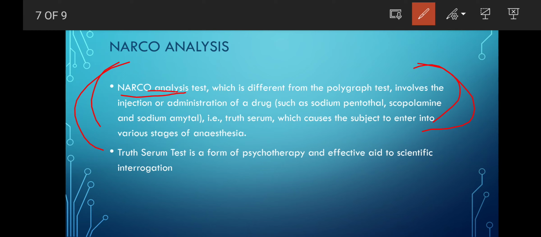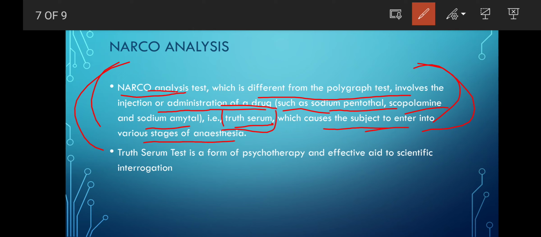Okay, so here what it states, which is different from the polygraph test, is that it involves injection or administration of a drug. Which type of drugs are used, such as sodium pentothal, then scopolamine, and sodium methyl. These are the drugs that are used to give the anesthesia. This is known as the truth serum, because it will bring the truth out of your mind, causing the subject to enter various stages of anesthesia, depending on the particular dose.